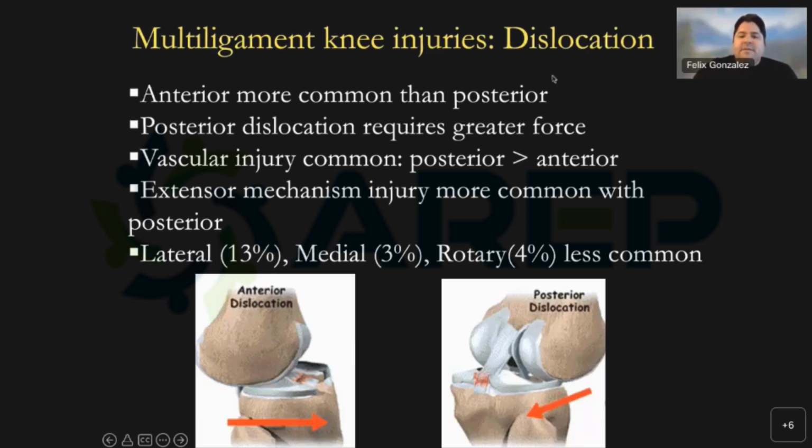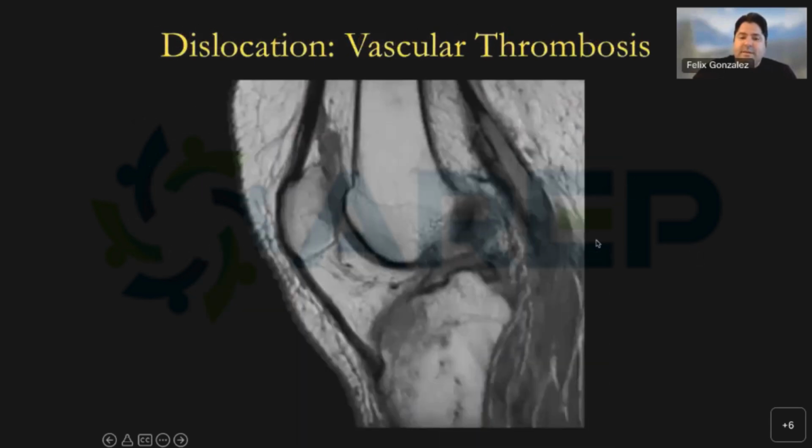In the setting of dislocation, anterior is more common than posterior. Posterior dislocation requires a greater force of impact. Vascular injuries are more commonly seen with posterior dislocation. Extensive mechanisms of injury are more common with posterior dislocation, and usually the lateral compartment is mostly affected, and then the medial, and then you have the combination, rotatory combination, common last year at 4%.